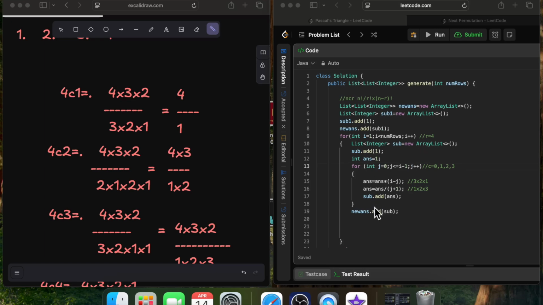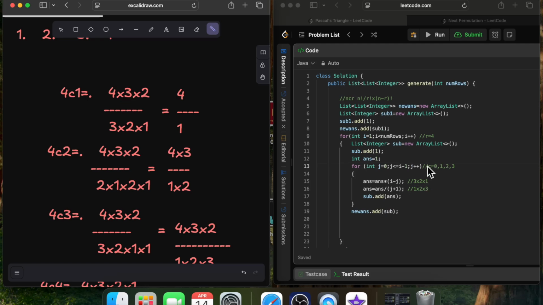Now I will explain the logic here. Answer is equal to 1. Let's take 4 as our row, and the columns are 0 1 2 3. So 4 minus 0, initially answer 1 into 4, it will become 4. After that I am dividing by j plus 1, 0 plus 1, it will be 1. You can observe here it's 4 by 1, which I did here. Later I am storing this 4 by 1 in my answer, and adding it to the subarray. So I will get 4 at that particular position, and later I use this.